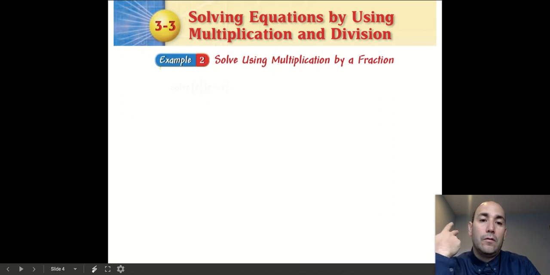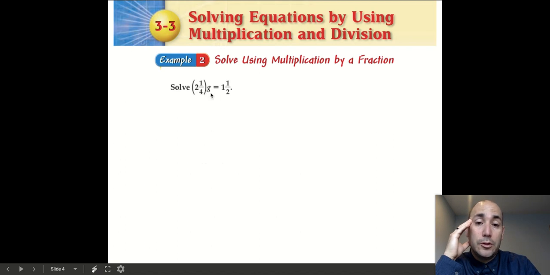Now we're going to solve by multiplying by a fraction. Here we're given a problem: 2 1/4 times g equals 1 1/2. These fractions are mixed numbers. And one of the easiest strategies for dealing with mixed numbers is to convert them into improper fractions.